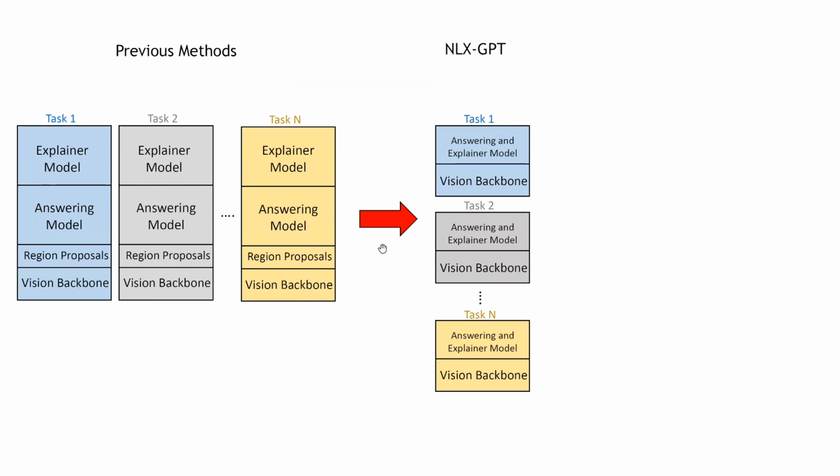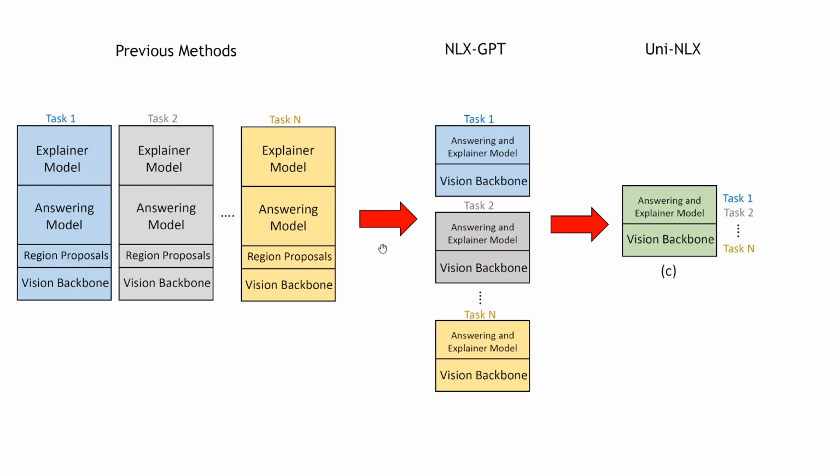Now, in this work, Uni-NLX, we're just going to take a step further from NLX-GPT and unify all tasks into this simple, small-sized compact model, which we call Uni-NLX. So this model can simultaneously perform 7 different tasks at once.